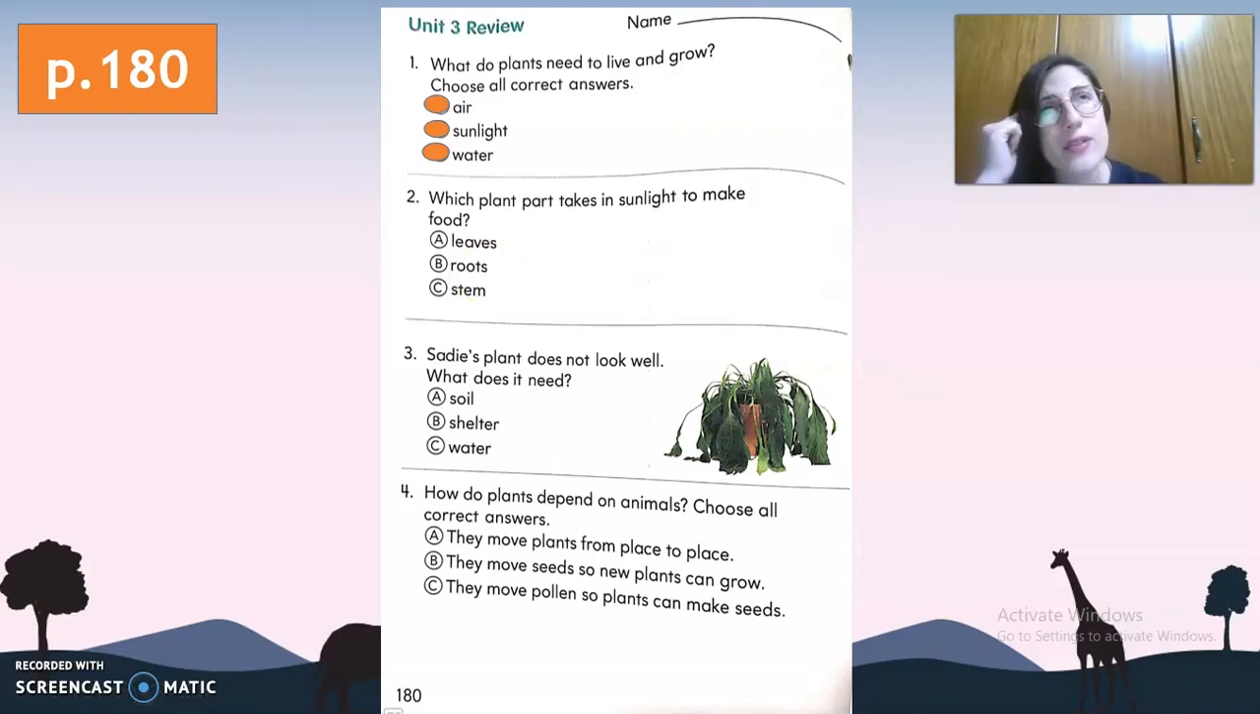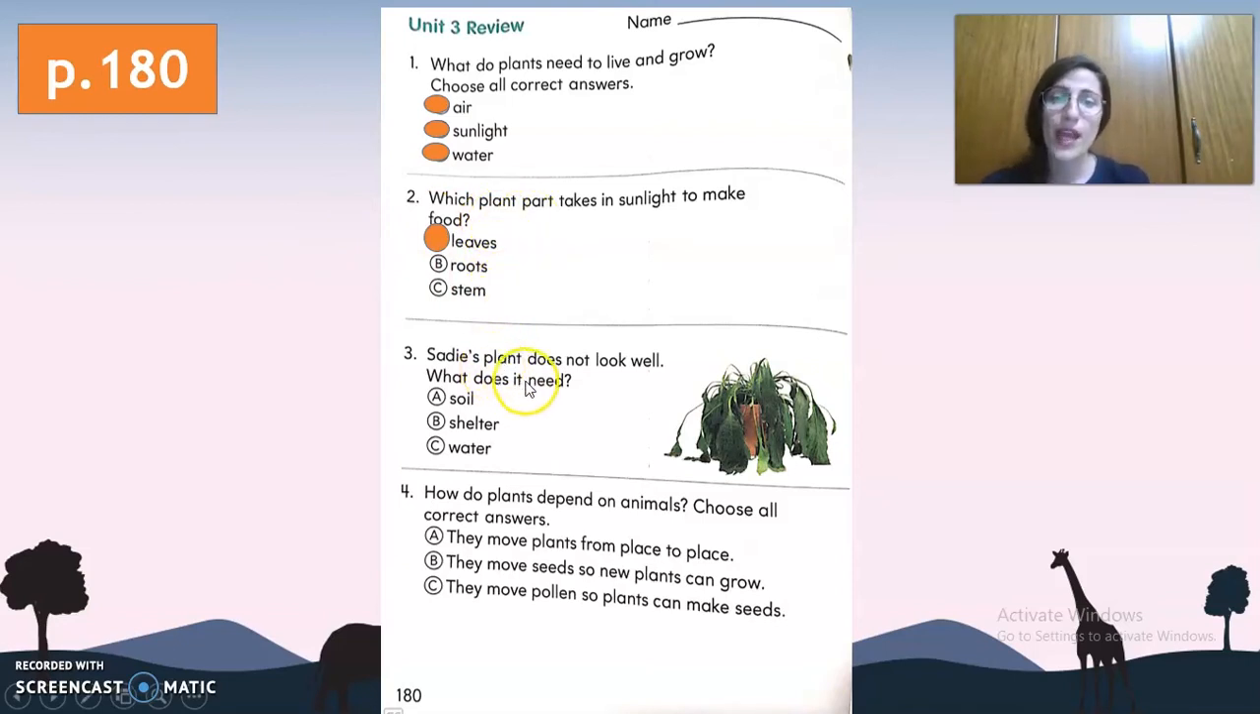Which plant part makes the food? Does this plant part take in sunlight to make this food? Well, it is A, of course, the leaves, because the leaves have flat surfaces to catch a lot of sunlight and take in the air as well, so it could cook food for the plant, okay? Clear so far?